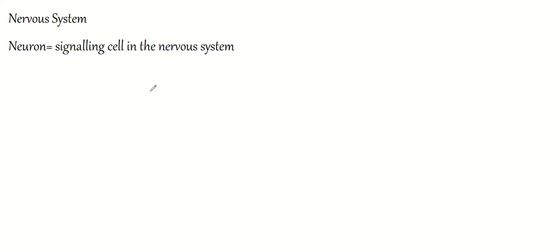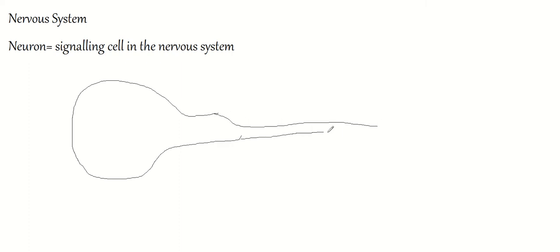All right, so we're going to start talking about the nervous system. And we're going to start with the neuron, which is the signaling cell in the nervous system. And I'm going to draw kind of an idealized cell. Of course, they're going to be different in other places in the body, but this is one of the most popular idealized neurons, and we call this a multipolar neuron.